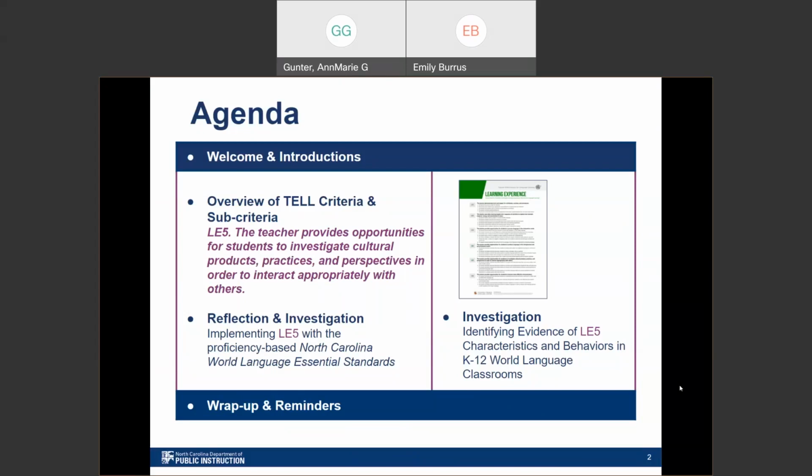Today's agenda is coming up on the screen. It includes a welcome and introductions for everyone, then an overview of the TEL criteria and its subcriteria. We'll also do some reflection and investigation with implementing LE5 in our proficiency-based North Carolina World Language Essential Standards, as well as identifying evidence of LE5 characteristics and behaviors in K-12 World Language classrooms. After that, we'll do a wrap-up and some reminders.